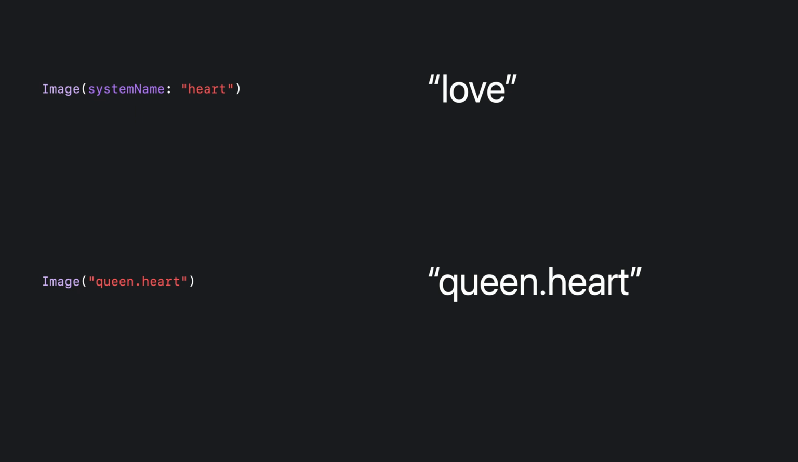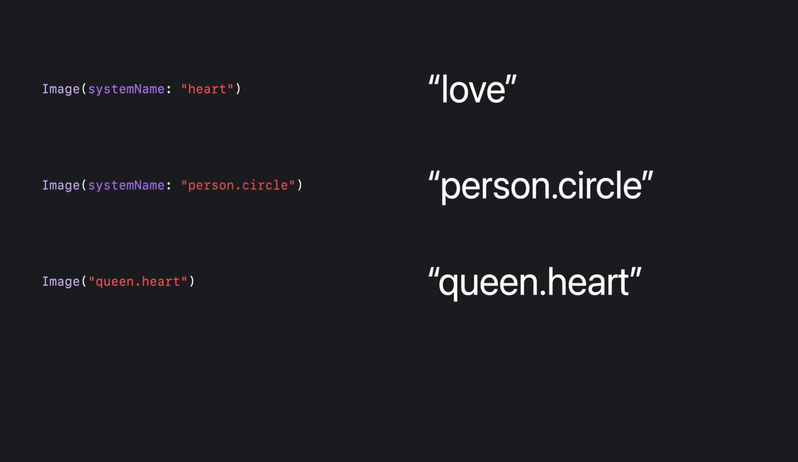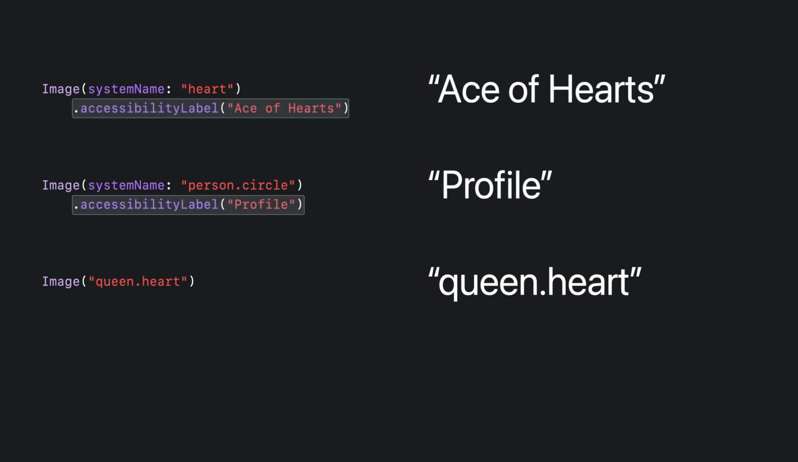When possible, SwiftUI will provide a label based on a system symbol's content. This might be all you need, like if you're using a heart for a love button. However, some symbols don't have a standard meaning, and in those cases, the default accessibility description won't be as useful. You also might be able to add more specific information about how your app is using the symbol. You can always use an accessibility label to provide that information.